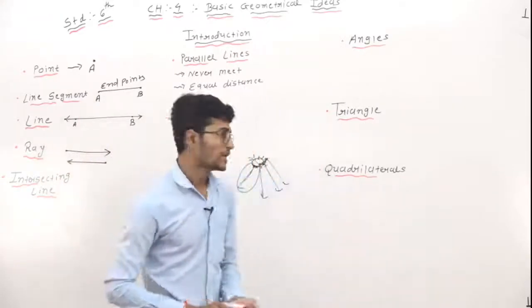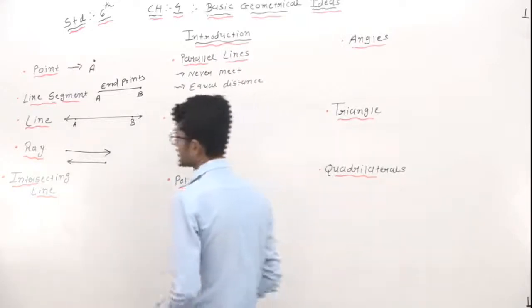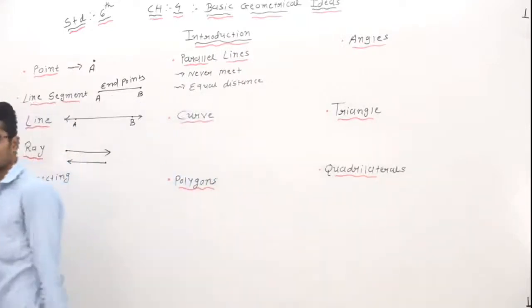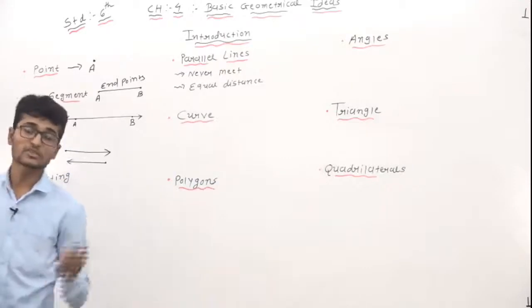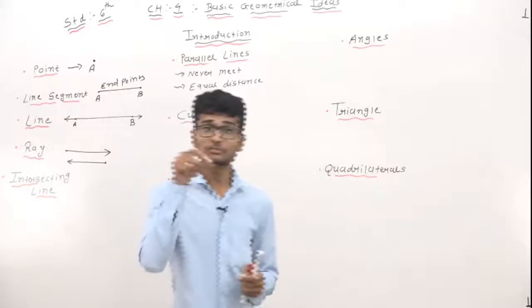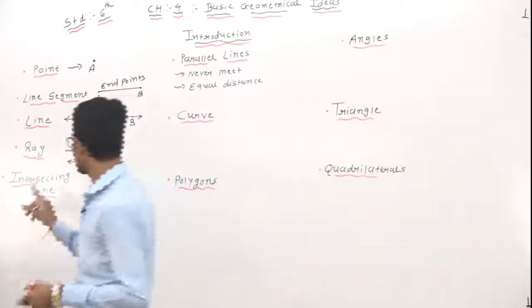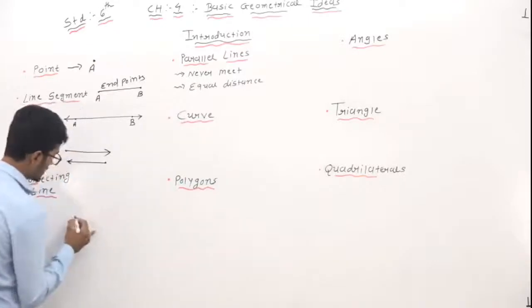Understand? Okay. Now our next is intersecting lines. So what are intersecting lines? Intersecting lines means two lines intersect. It means they meet each other. Meet means milna. Two lines meet each other. It's called intersecting lines. Suppose two lines.